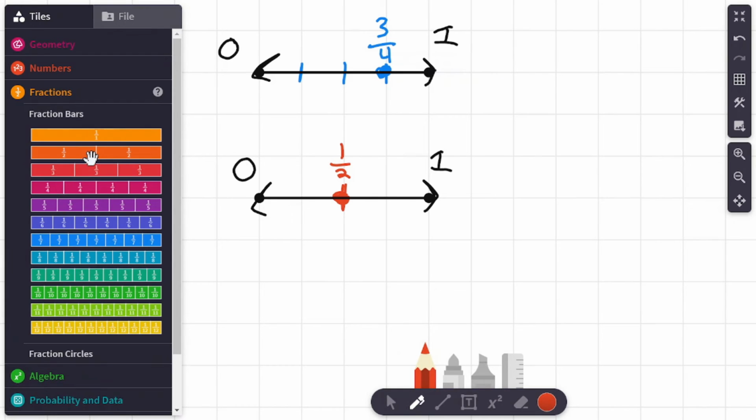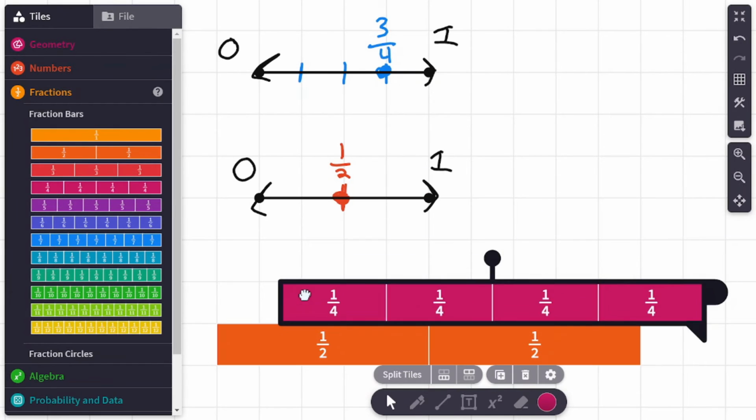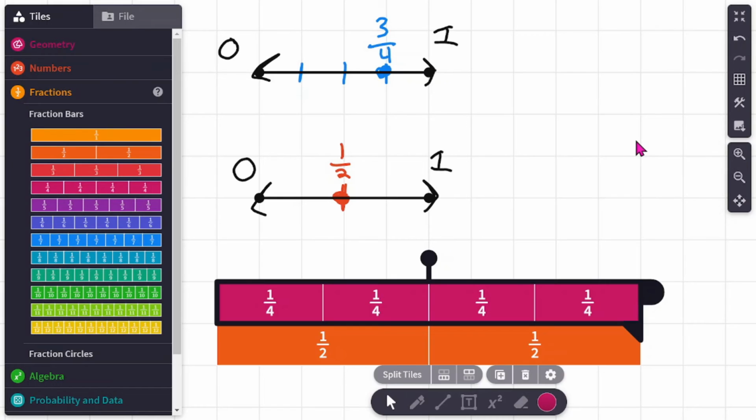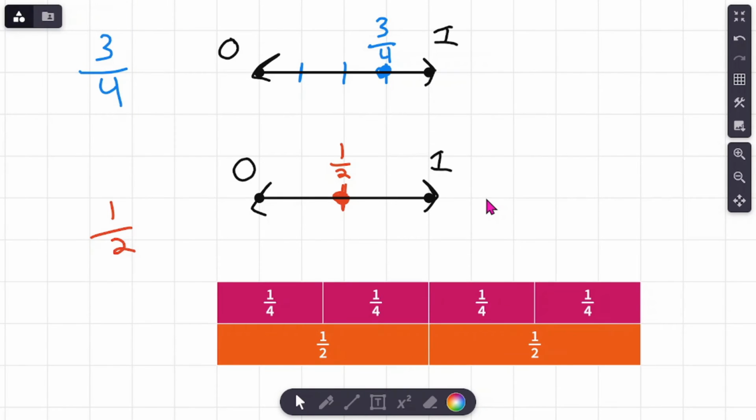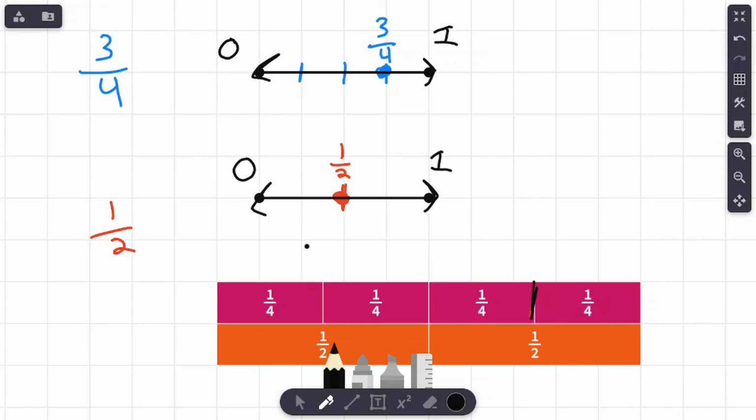Okay, if I show you fraction bars, here they are. I've got 1/2 and I've got fourths for you. All right, fraction bars here. Notice 3/4 would be right here. Let me change color so you can see a little bit better. Here's 3/4. This whole section from here to here is 3/4. 1/2 is right here. Which one is larger?